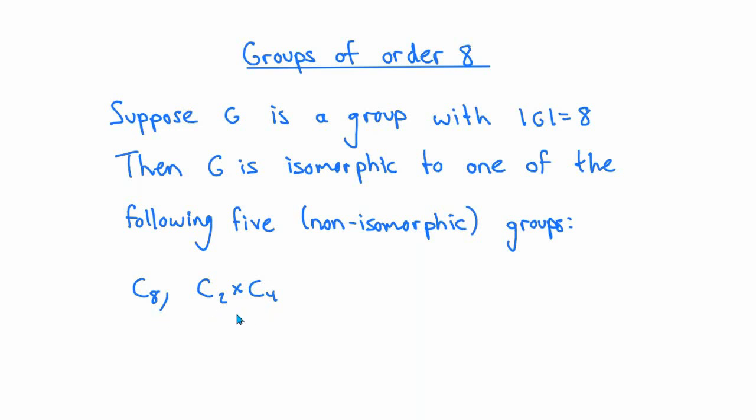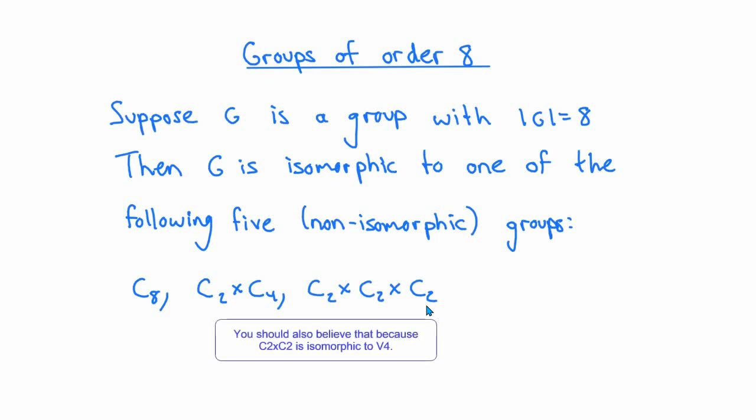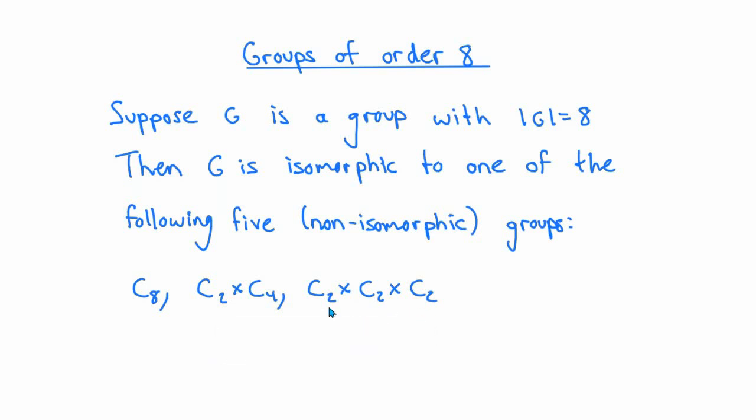Now, if you believe me that these two groups are not isomorphic, then you should also believe me that C4 is not isomorphic to C2 cross C2, and that gives us another way to build a group of order 8, which is to take the direct product of C2 with C2 with C2. That gives us a group of order 2 times 2 times 2, which is 8, and it's the third non-isomorphic group in our list.